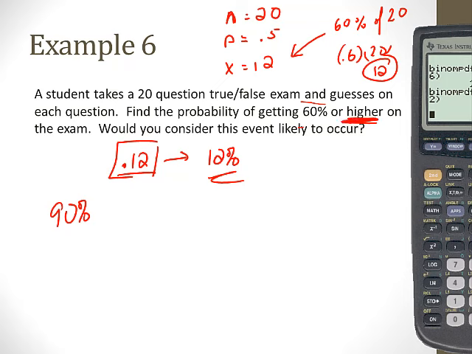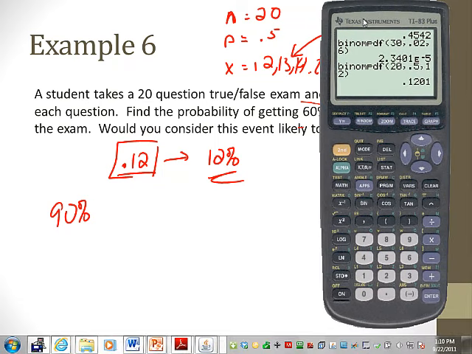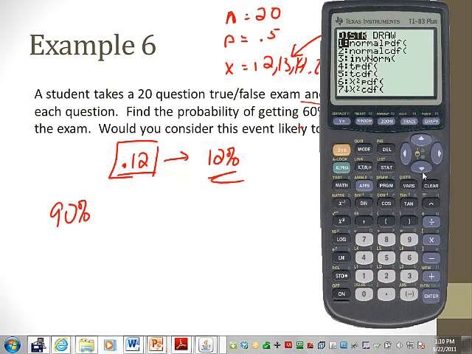12, 13, 14, all the way up to 20, right? So I've got to do some adding here, or I can use CDF. We'll do it both ways. Even the master makes mistakes every once in a while. I'm being sarcastic, I'm not a master. Let's go ahead and do this binomial PDF. I'll do the PDF way first.